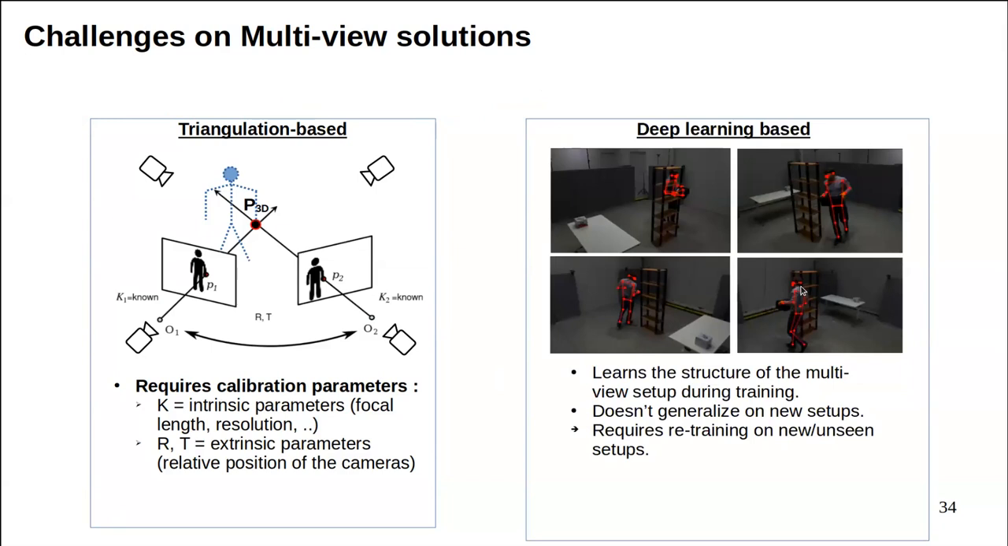Another kind of solution would be to use deep learning solutions to estimate the 3D pose of the operator from the multiple views of the scene. The thing with deep learning solution is that you would usually train them on a given setup, a given multi-view setup. And this solution doesn't generalize well on new setups. We have an actual experimental validation of this in the manuscript.